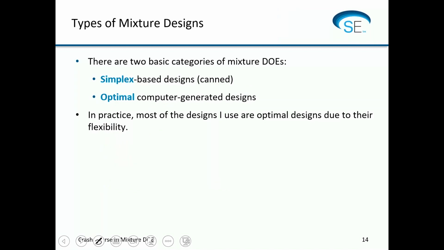There are really two basic categories of mixture DOEs. There are simplex-based designs, which are what we call textbook designs or canned designs, meaning they're pre-generated and you have to figure out if they're applicable to your problem or not. And then there are optimal computer-generated designs, which go the other way, where you define your problem and then you tell the computer, build the best design for this situation.